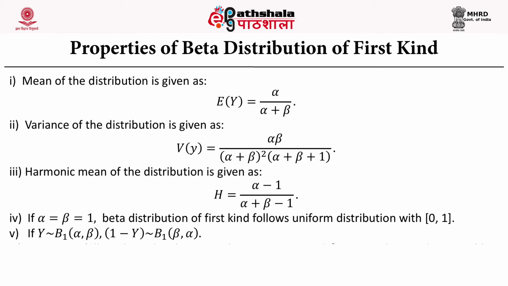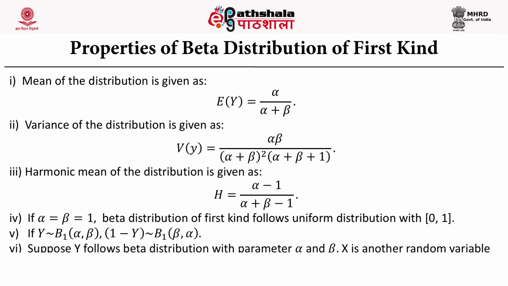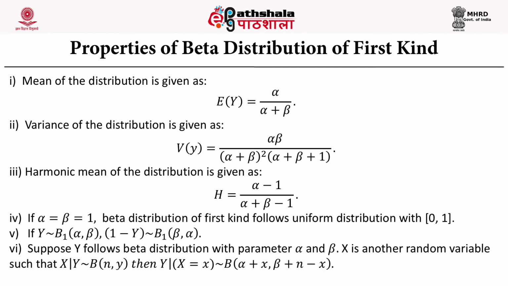Suppose capital Y follows a beta distribution with parameters alpha and beta, and x is another random variable such that x given y follows a binomial distribution with parameters n, y. Then y given x is equal to x follows a beta distribution with parameters alpha plus x, beta plus n minus x.